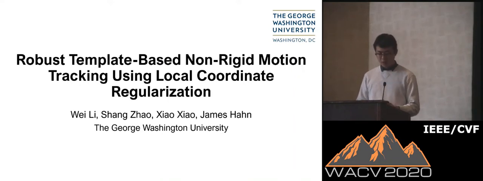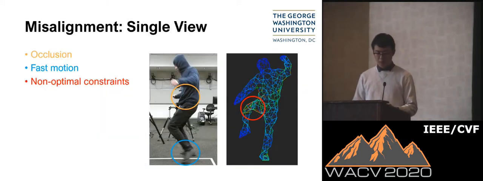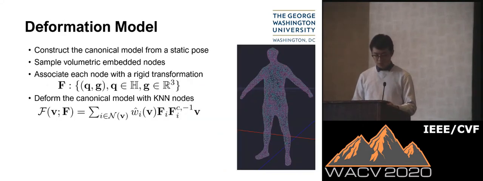Due to the development of commodity RGB cameras, motion tracking becomes more accessible to general users. The most challenging part in motion tracking is to solve the misalignments between the deformed model and partially captured scans. For the single-view scenario, occlusion, fast motion, and non-optimal constraints are the major reasons that cause large misalignment and tracking failure. For multiple-view scenarios, calibration errors, synchronization of camera shutters, and interference between cameras can make the misalignment even worse. We use the differential representation of the information field to address the above issues.